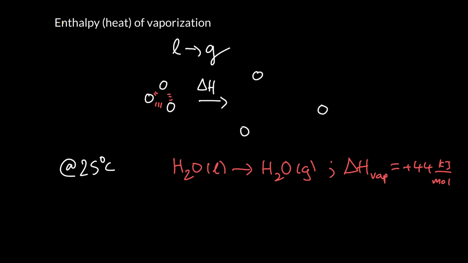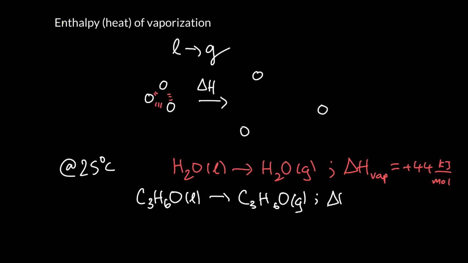Whereas if we look at, say, a much larger molecule, like acetone, C3H6O, you might say, well, it's bigger, so it's going to have stronger interactions. The answer is not that simple. It turns out that we can measure it. Delta H of vaporization for acetone is positive 31 kilojoules per mole. So it's taking much less energy, 13 fewer kilojoules per mole to evaporate at 25 degrees C.